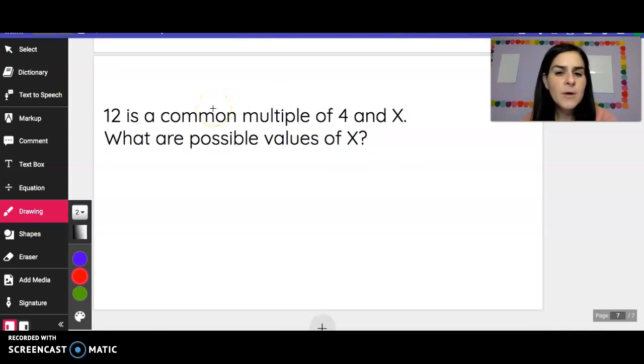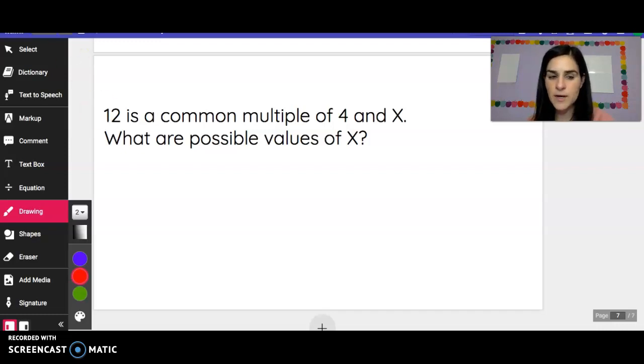12 is a common multiple of 4 and x. What are possible values of x? There's going to be more than one right answer here. And you're going to see some things like this in your homework or in your workbook pages today. So if I'm counting by a number, I'm going to hit 12. What are some possible answers? I want you to pause it and see if you can figure it out.